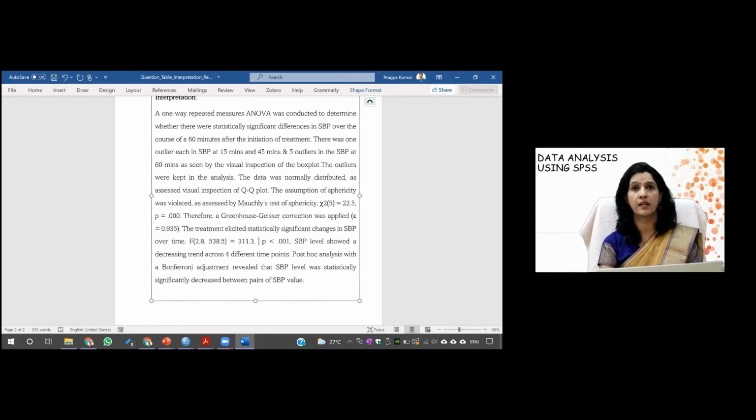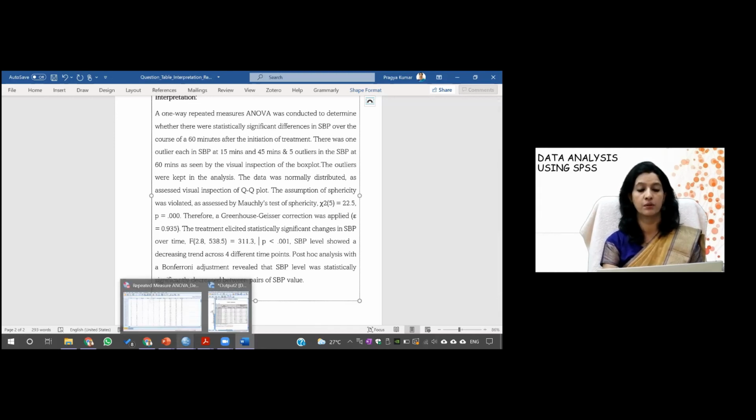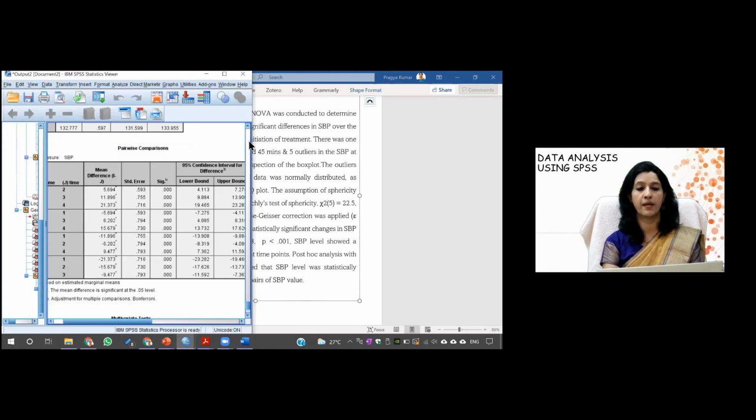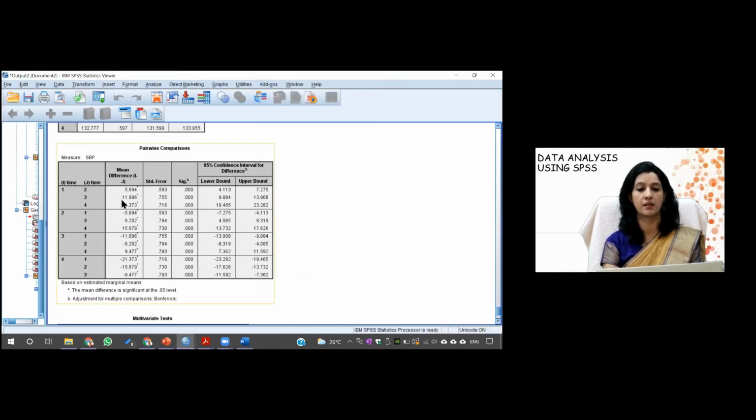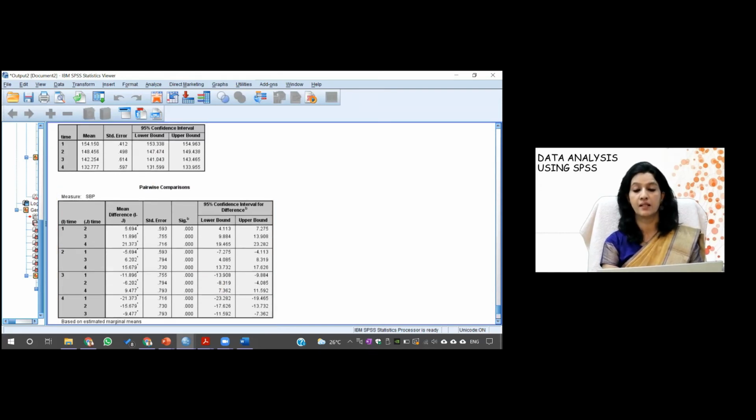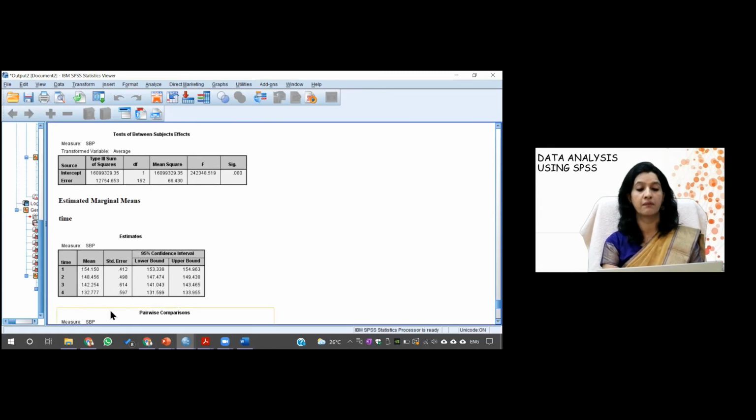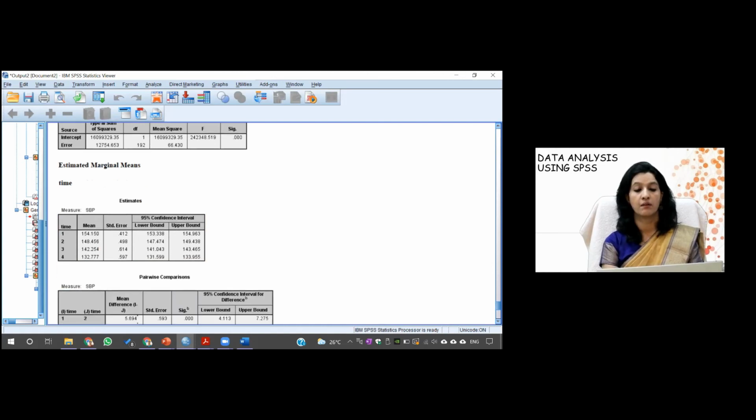So yes, Ritu is writing how to say that BP statistically decreased between pairs of SBP values. If you see the post hoc, Ritu, you can see that all the pairs are statistically significant. You can see pair 1, 2, 1, 3, 1, 4, all are significant, all the pair-wise comparisons. So first thing you can say is that there was a difference. Second, you can see the mean BP: at the first one it is 154, then 148, then 142 and 132. And the value was significant.